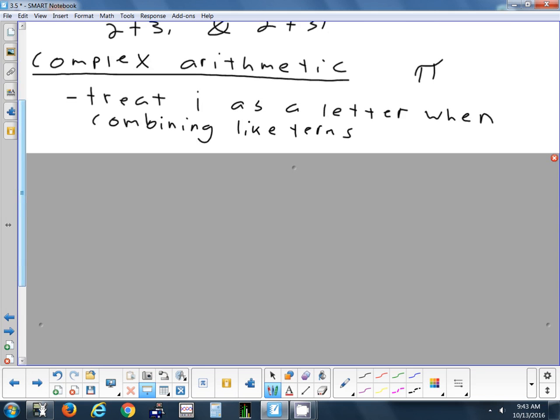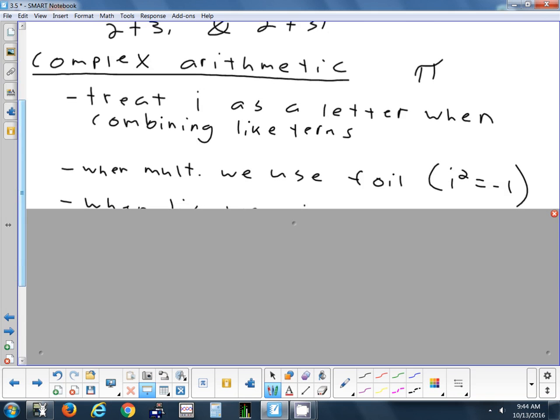So keep that in mind. I is really a number. But it kind of helps if you want to think of it as a letter when you combine like terms. So like if I said to you 2x plus 3x, you get 5x. Well, it's the same thing if I said 2i plus 3i. It's 5i. So you can think of it like a letter when you're combining like terms.